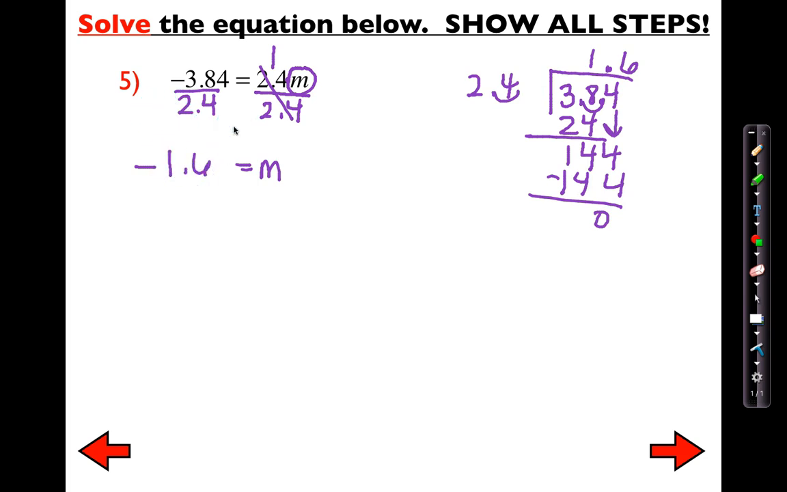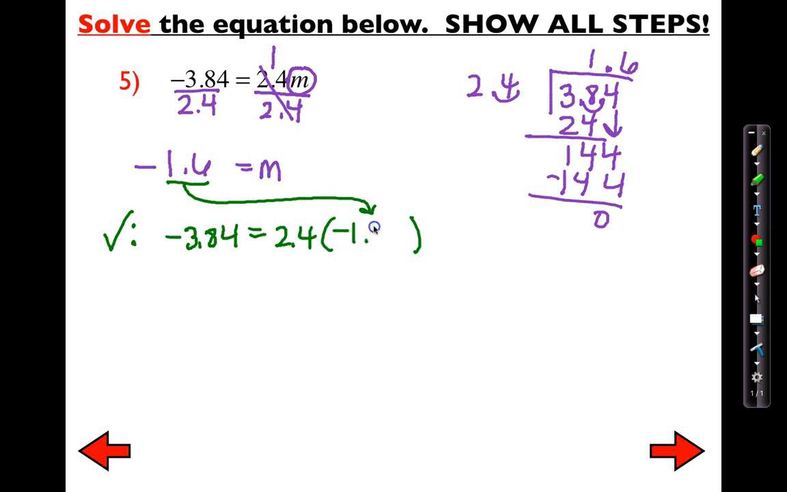Now, before I move on and say that this is my final answer, I need to once again check my work. So let's write negative 3 and 84/100 equals 2 and 4/10 times a value for m. I am claiming that the value of m is negative 1 6/10. So let's check this out. A negative 3 and 84/100 equals a negative. So in this case, we're going to have to multiply to see if it does work out.